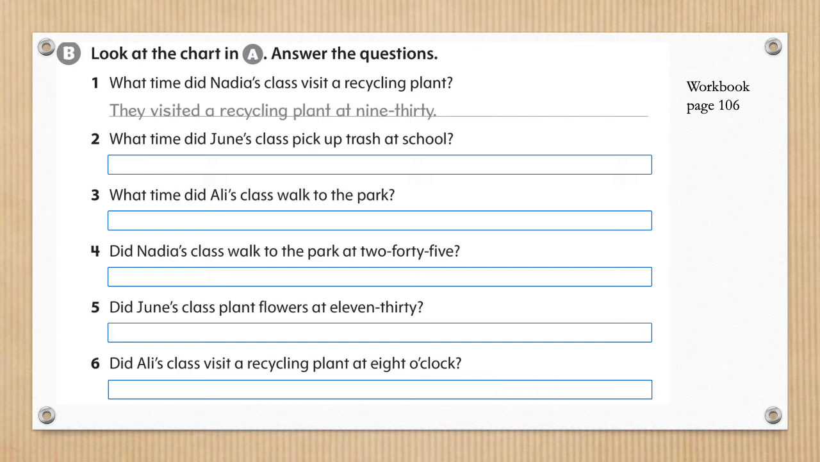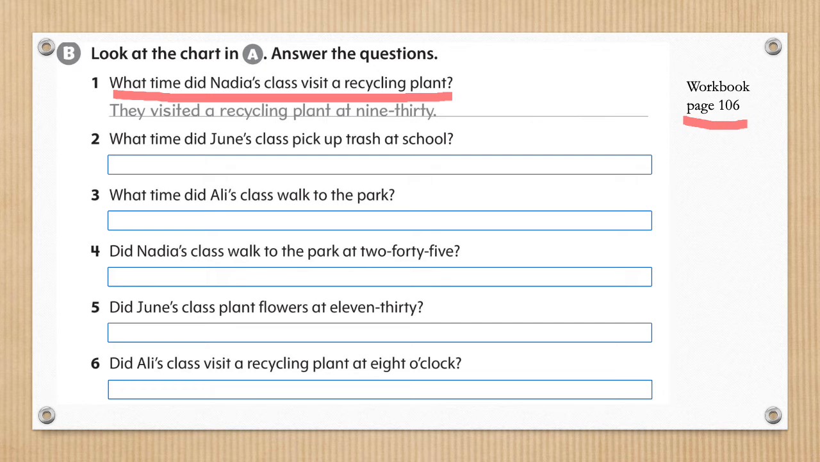Let's move on to Activity B. This is in your workbook on page 106. Activity B. We need to look at the chart in Activity A and answer the questions. An example of this is number 1. What time did Nadia's class visit a recycling plant? This is when you would go back and look at the chart in Activity A to find the answer. The answer is they visited a recycling plant at 9:30.